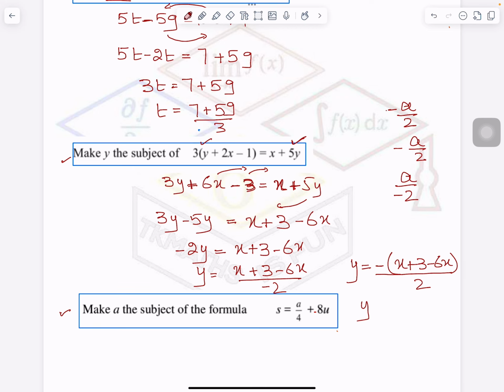So here, if I expand the bracket, minus 6x will become plus 6x. And this minus, x and 3 will become minus. So this is how it will look like. Second form. Both are okay.